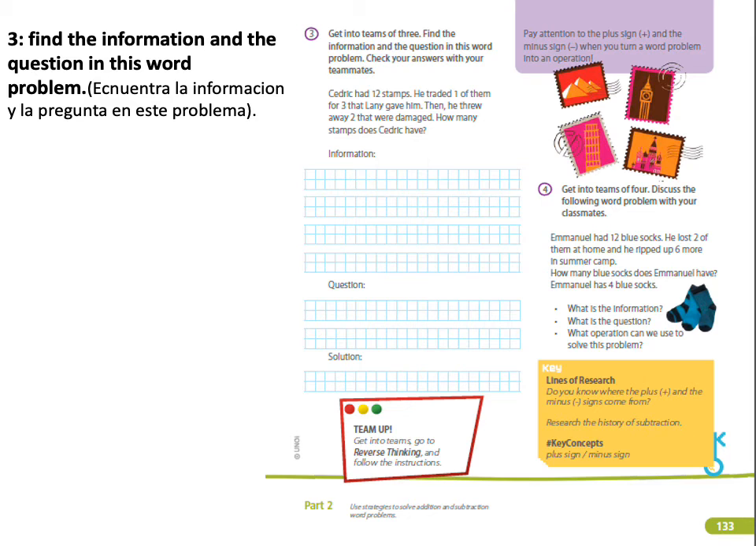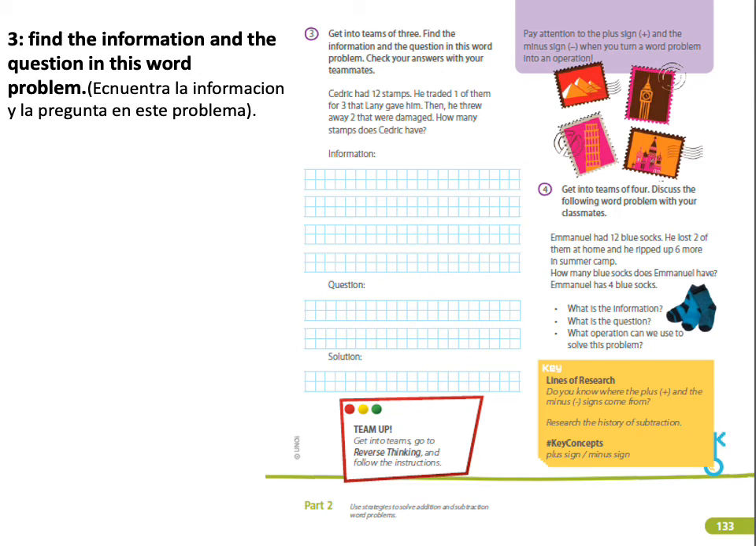Continue. Cedric had 12 stamps. He traded one of them for 3 that Lani gave him. Then he threw away 2 that were damaged. How many stamps does Cedric have?